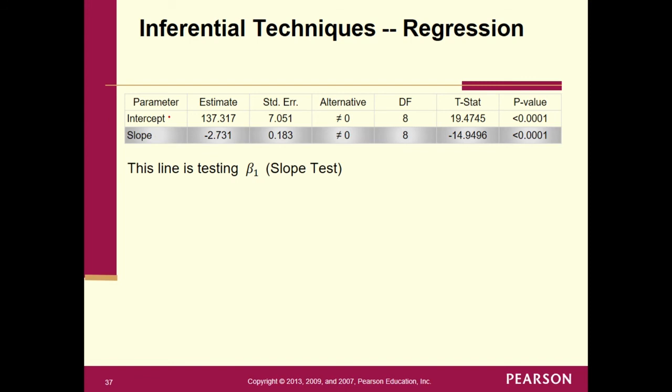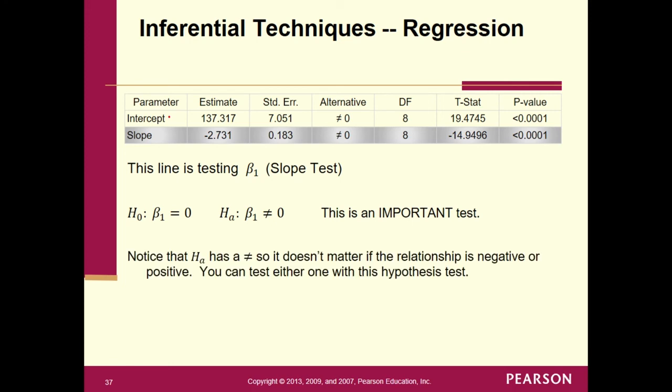This test is testing if beta sub 1 is equal to 0 versus not equal to 0. This is called the slope test. Now this is an important test. This is truly telling us something. The first thing I want you to notice is that the alternative has a not equal to sign, so it doesn't matter if the relationship is negative or positive. It will account for such things. That would be the default in any computer program. You could test either one with this hypothesis test, so you'll probably just leave the default as not equal to 0. Why are we testing this?